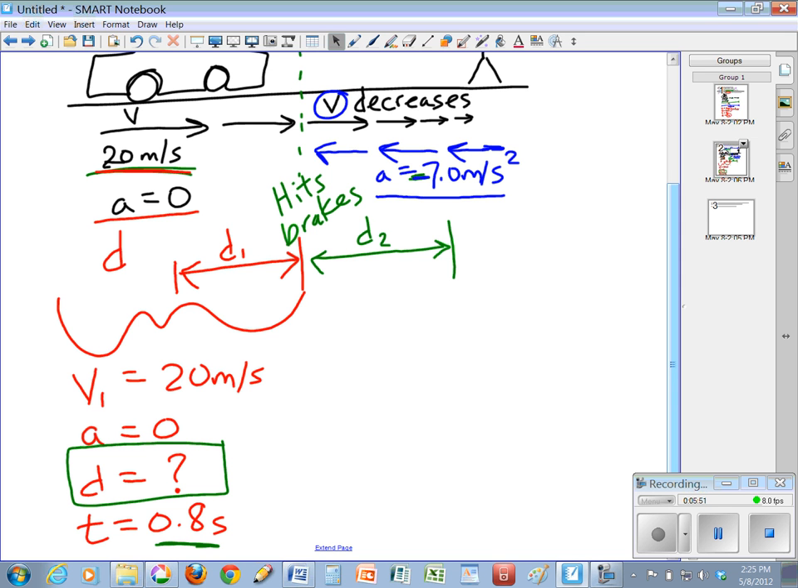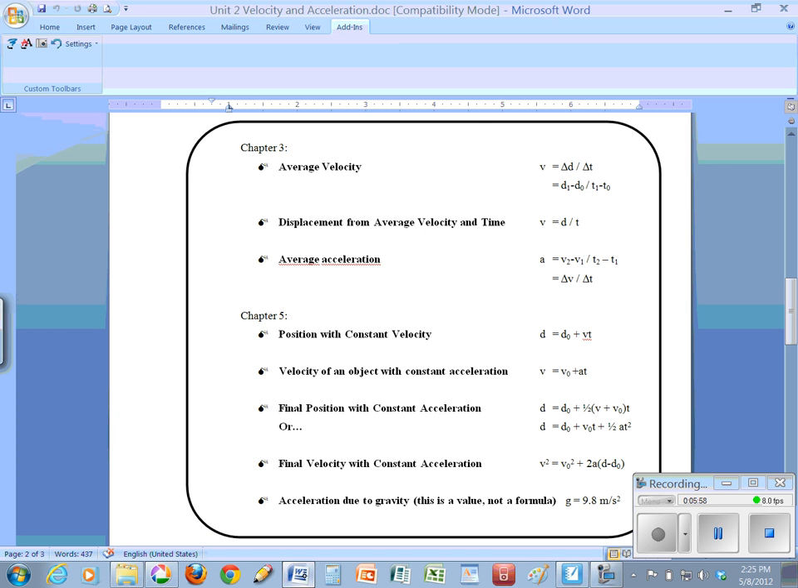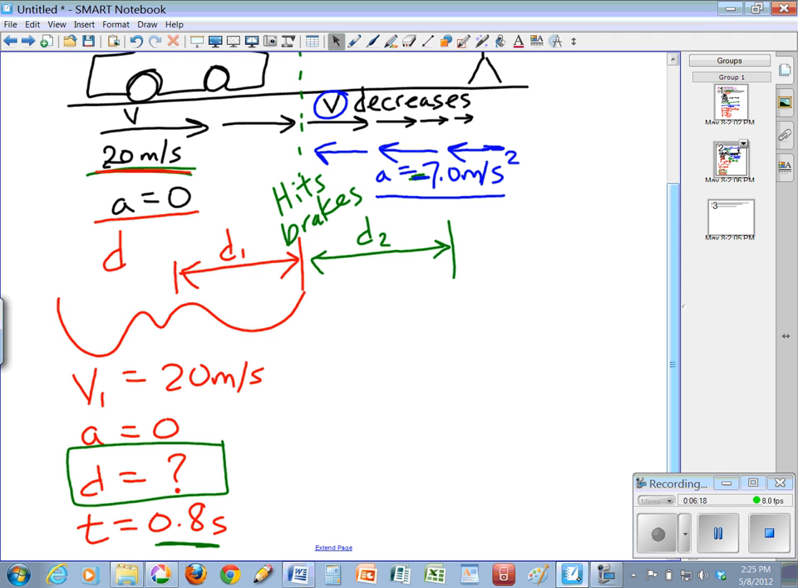So that's the first calculation, and we're not going to solve it, we're just trying to set it up. If I go back and look at my equations here, we would use the first equation. We have a velocity, 20 meters per second. We don't know the distance, but we know the time is 0.8 seconds, so we can put those numbers into this equation and calculate it.